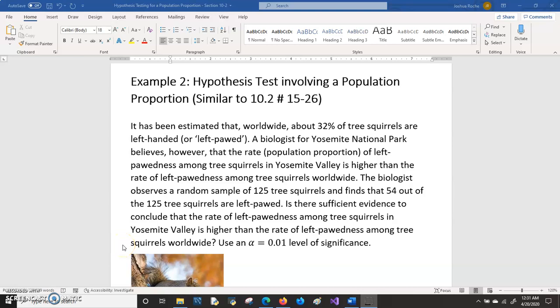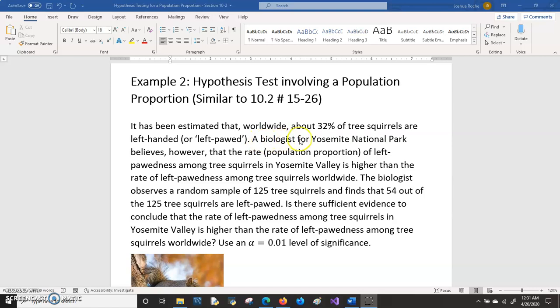In this video, we'll take a look at another example of a hypothesis test involving a population proportion. This example is also similar to exercises 15 to 26 in section 10.2 of our textbook. It has been estimated that worldwide about 32% of tree squirrels are left-handed or left-pawed.